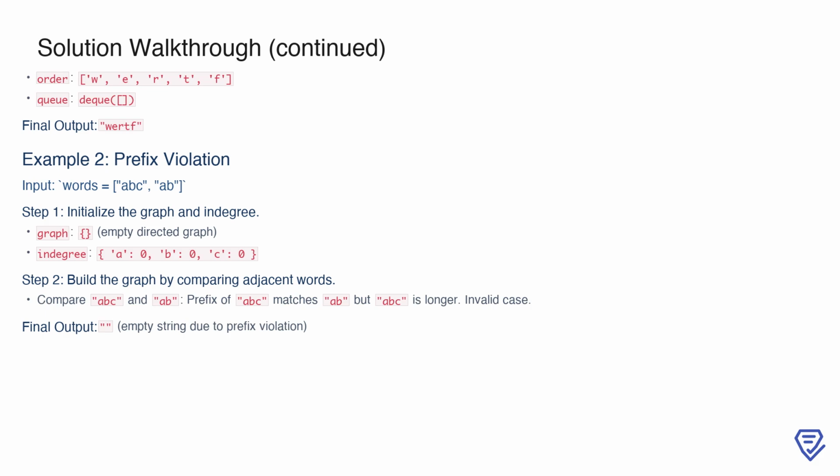At the end of the topological sort, the order list contains all the characters in the correct sequence, W, E, R, T, F. Since the queue is empty and we've successfully processed all nodes, the final output for this example is the string WERTF. This demonstrates how the topological sort extracts a valid order when the graph is acyclic and all dependencies are resolved. With this, we have completed the first example.